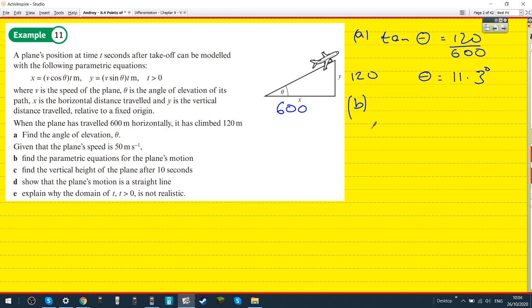So do I need to sub in 50 for V? Yep. And so that will be x equals 50 cos theta and y equals 50 sine theta. Yeah, and don't forget the T at the end. Okay. What is theta? And theta is 11.3. Yeah. And so it'll be y equals 50 sine 11.3.